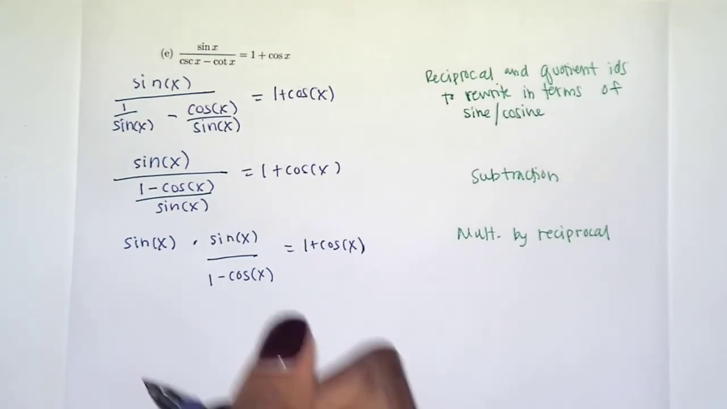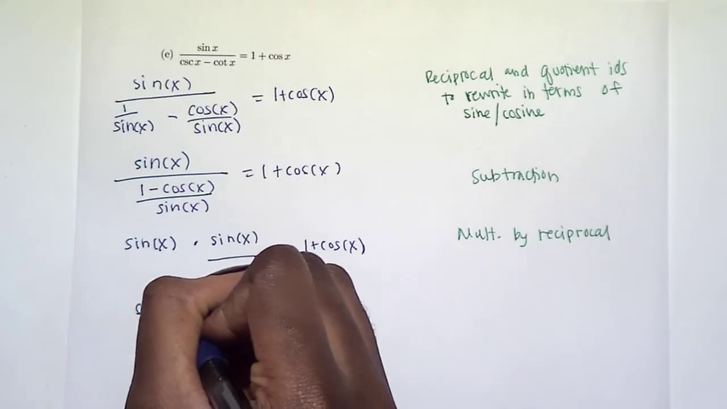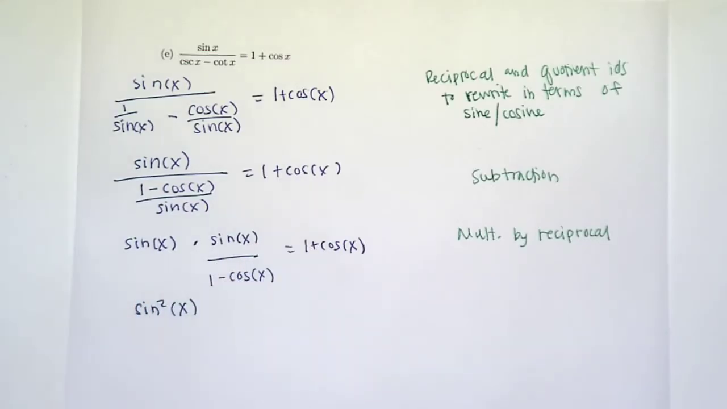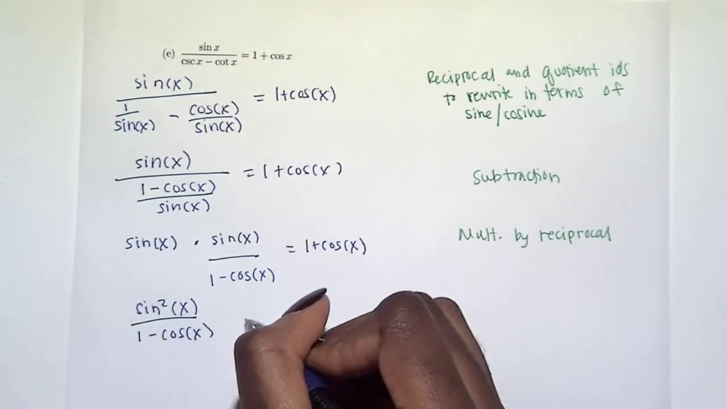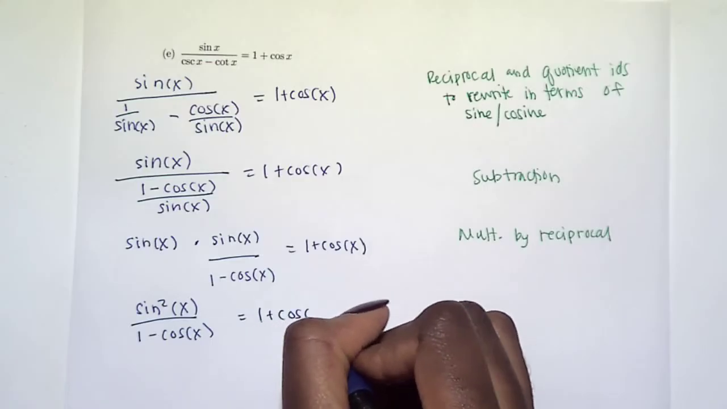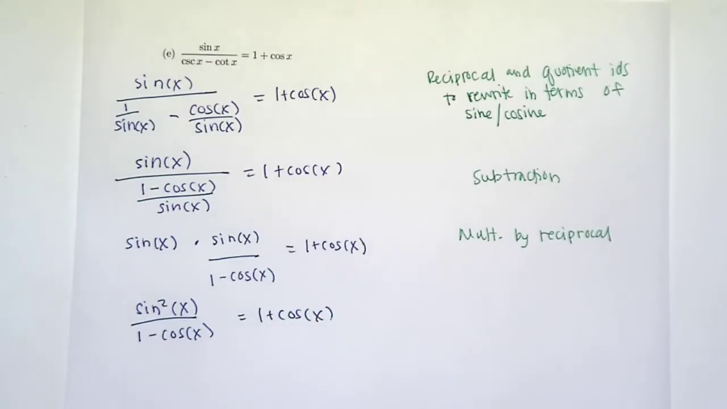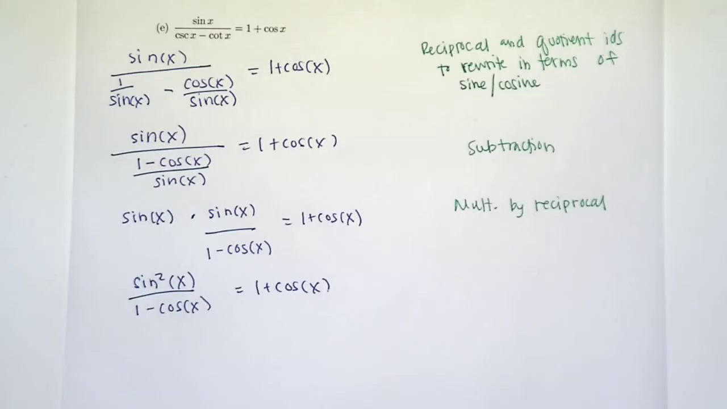Okay, so what do we have here? We got sine squared x. Sounds like we know what our next step is going to be since we have this square over cosine of x equals 1 plus cosine of x. All right, so we just continued our multiplication. All right, what do we notice here?